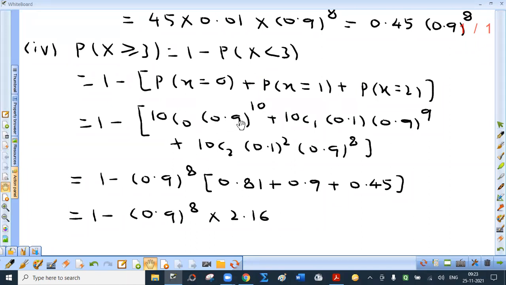10C0 is 1. As 0.9 raised to 8 is taken common, what remains is 0.9 square, which is 0.81. 10C1 is 10. 10 into 0.1 is 1. So it is just 0.9 as 0.9 raised to 8 is taken common. 10C2, 45. 0.1 square is 0.01. So 45 into 0.01 is what? 0.45. This is taken common. So their addition 2.16. So what is the final answer? Required probability 1 minus 2.16 into 0.9 raised to 8.